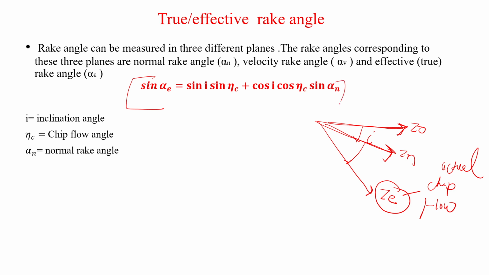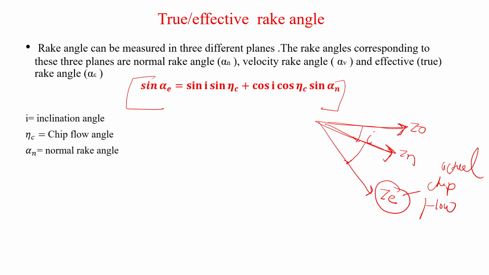This is a very important formula. We need to remember it, because many numericals are asked from it. We directly use this formula where I is the inclination angle, eta C is the chip flow angle, the angle at which the chip flows from the normal plane to the true plane, and alpha n is the normal rake angle.